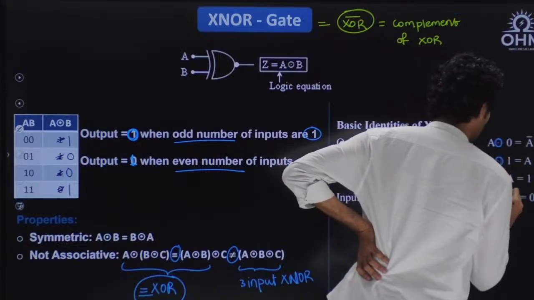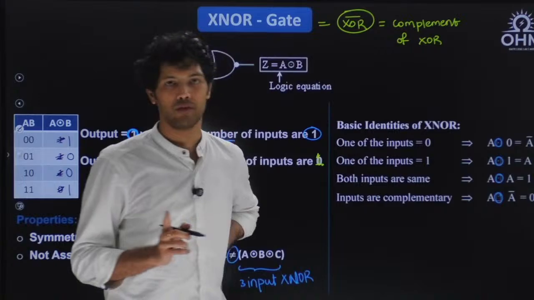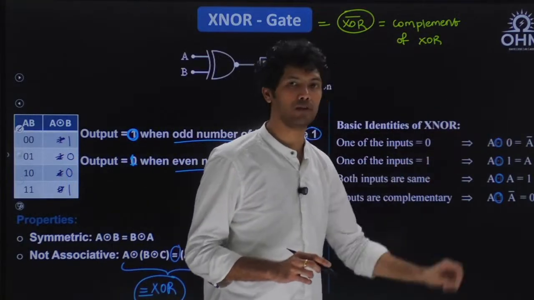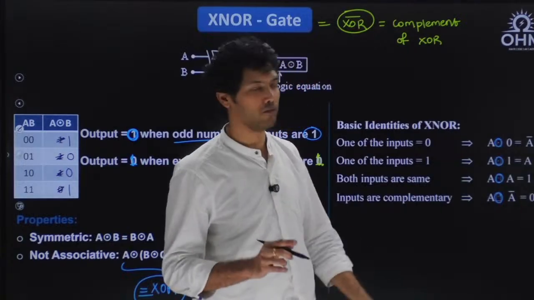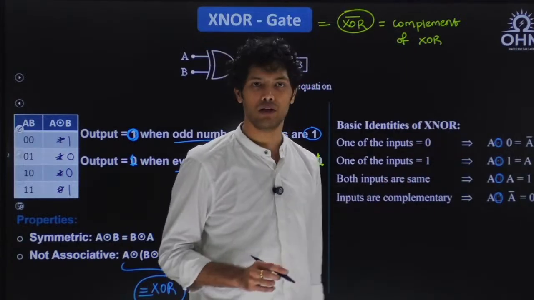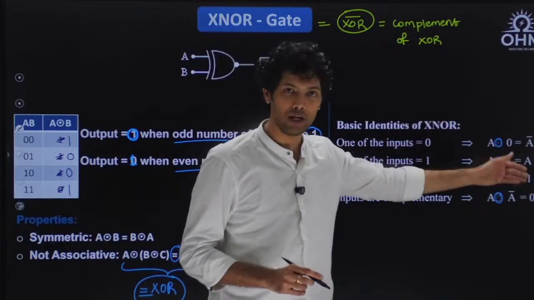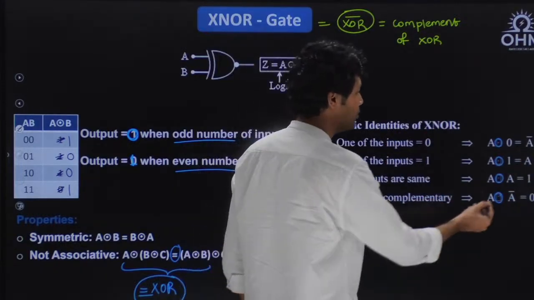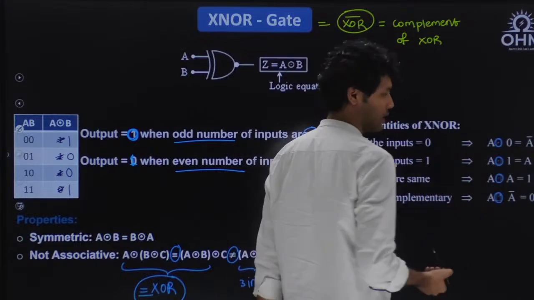Okay, and coming to basic identities, the basic identities here will be the complement of the previous case. In case of XOR, whenever one of the inputs is 0, it functions as a buffer gate, but now it functions as a NOT gate. In case of XOR, whenever one of the inputs is 1, it functions as a NOT gate, now it functions as a buffer gate, and so on. Whenever inputs are equal, the output is 1.